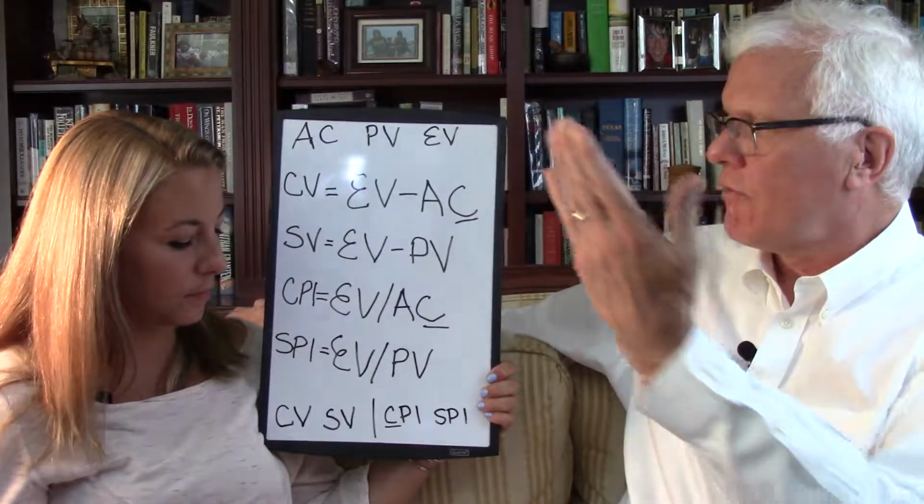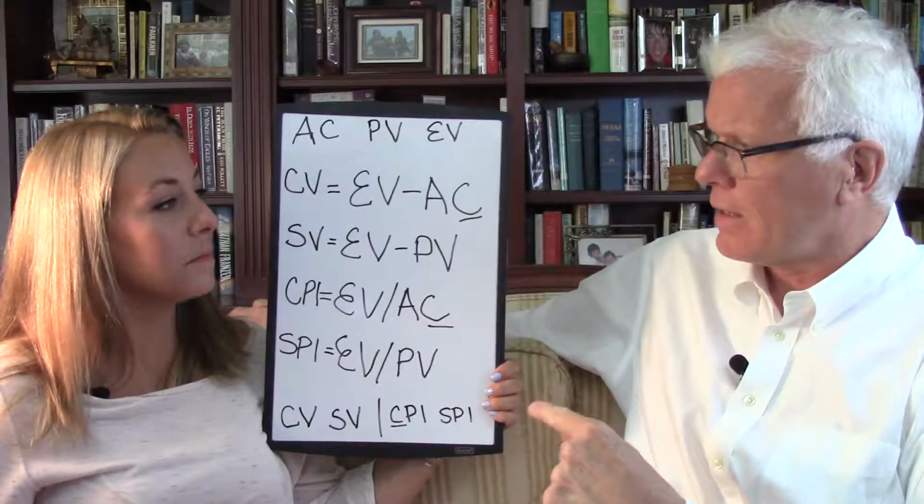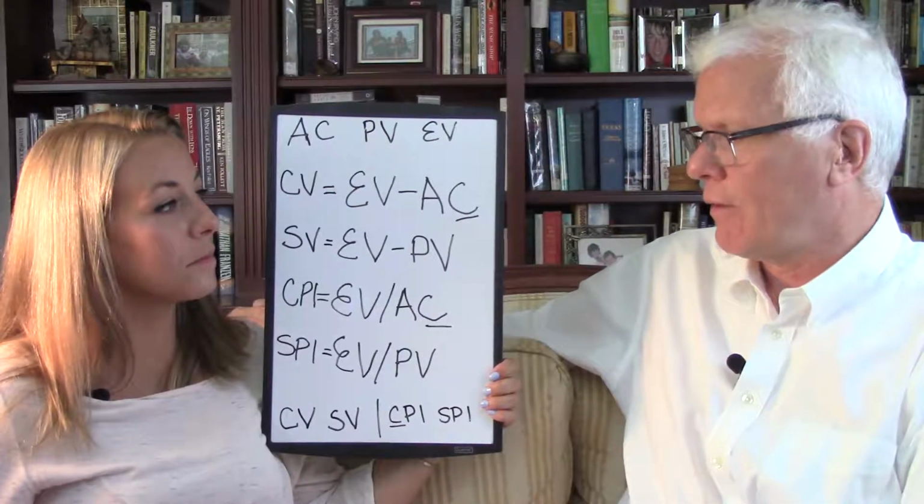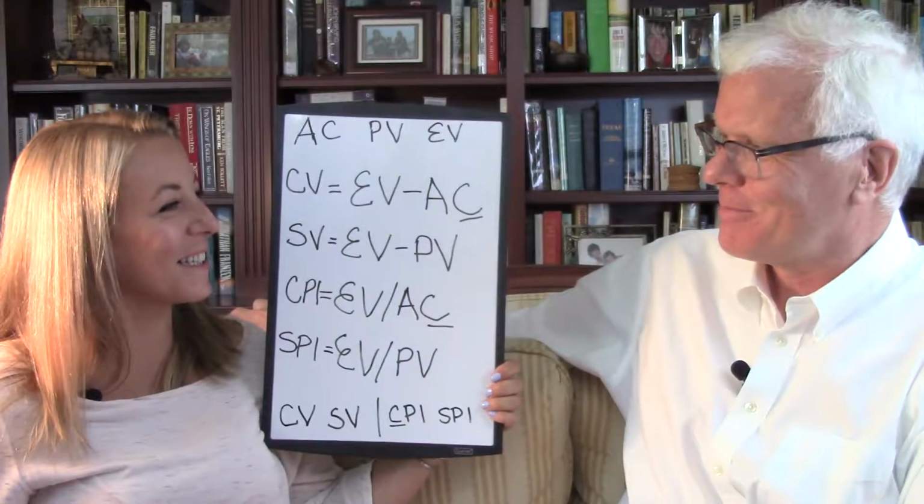So within a few minutes, you can create the 4 main formulae that you would need in earned value. The other ones, you're just going to have to memorize. Very nice trick. Thank you.